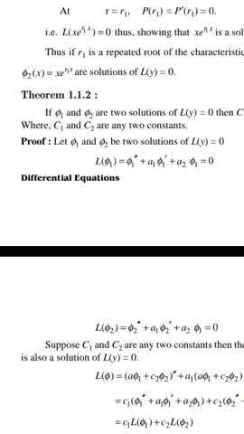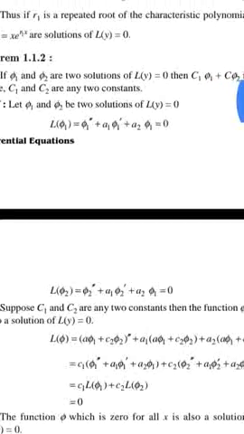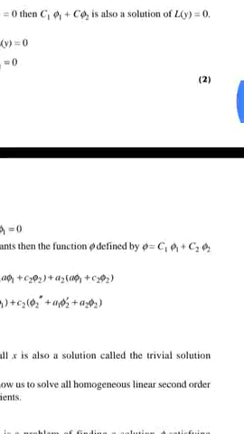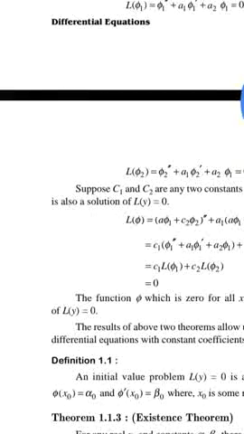Proof: let phi 1 and phi 2 be two solutions of L of y is equal to 0. That is, L of phi 1 is equal to phi 1 double dash plus A1 phi 1 dash plus A2 phi 1 is equal to 0. L of phi 2 is equal to phi 2 double dash plus A1 phi 2 dash plus A2 phi 2 is equal to 0. Suppose C1 and C2 are any two constants, then the function phi defined by phi is equal to C1 phi 1 plus C2 phi 2 is also a solution of L of y is equal to 0.